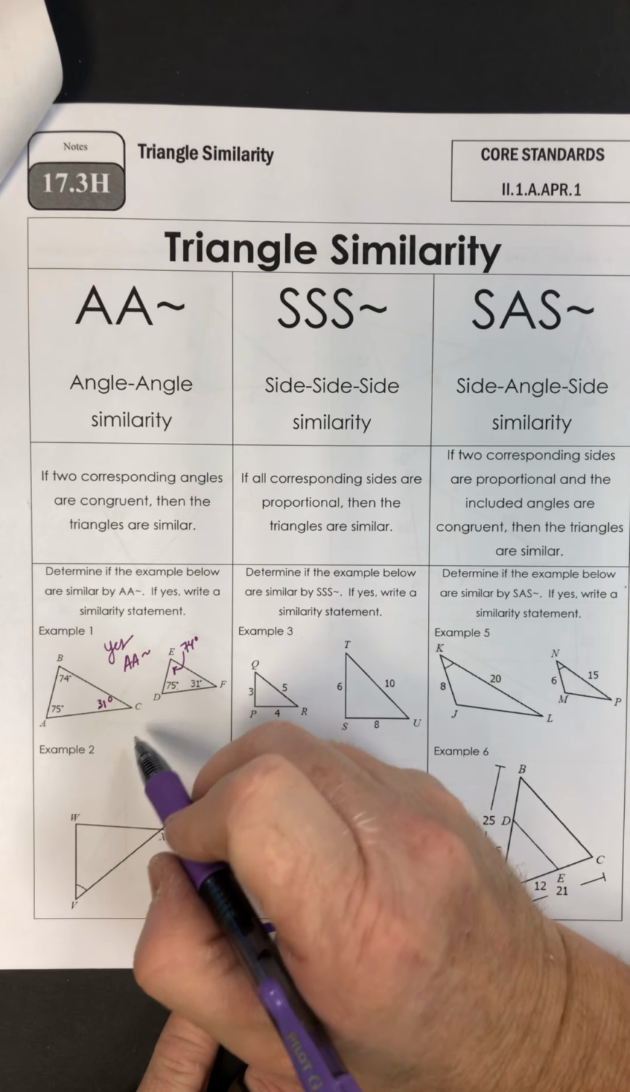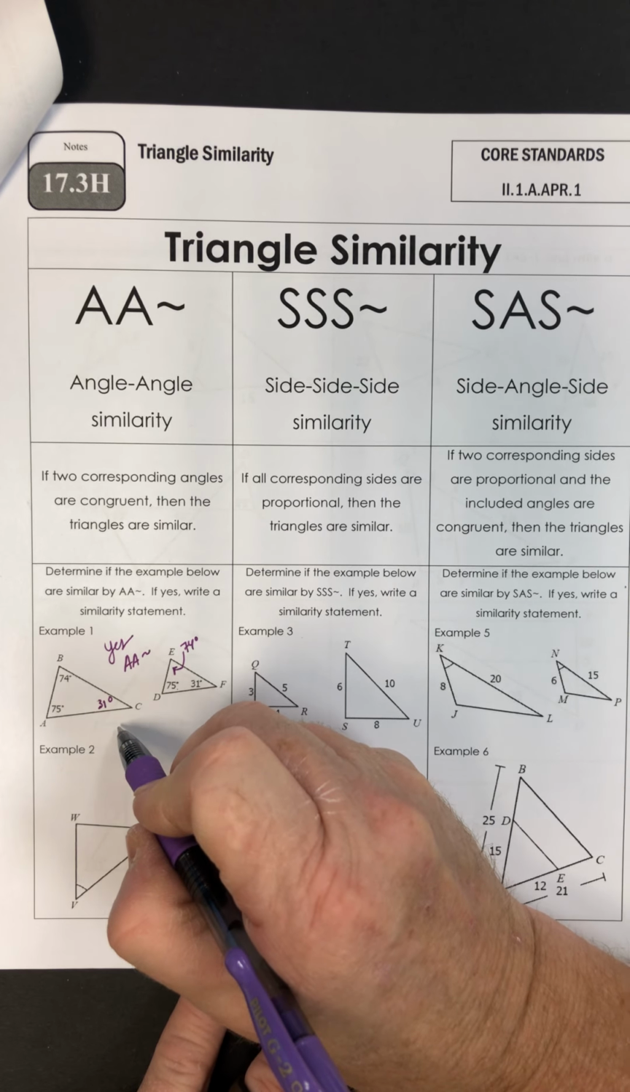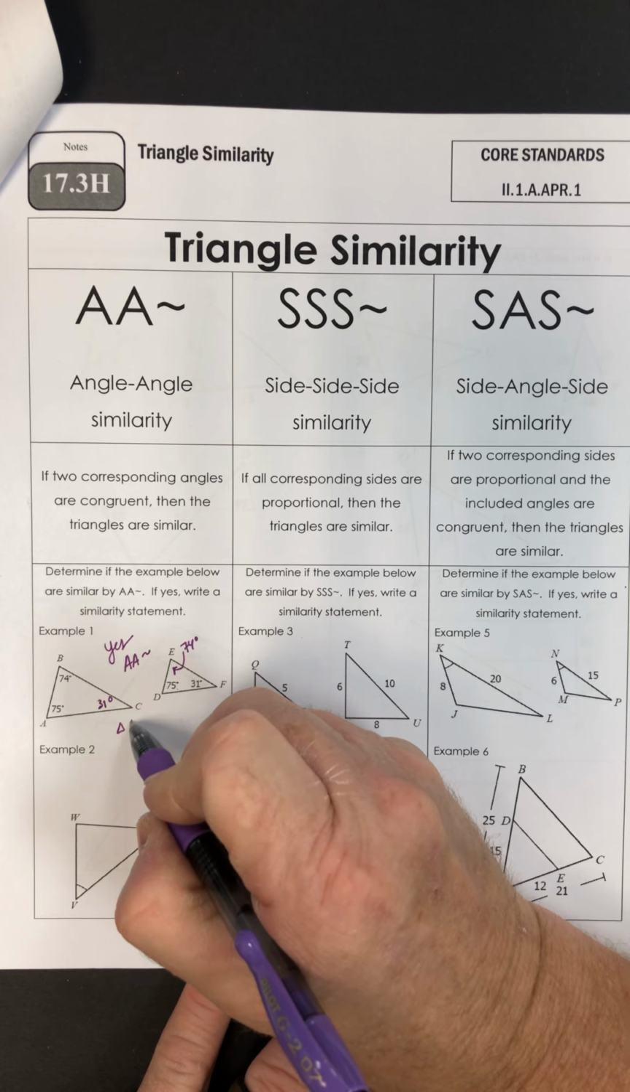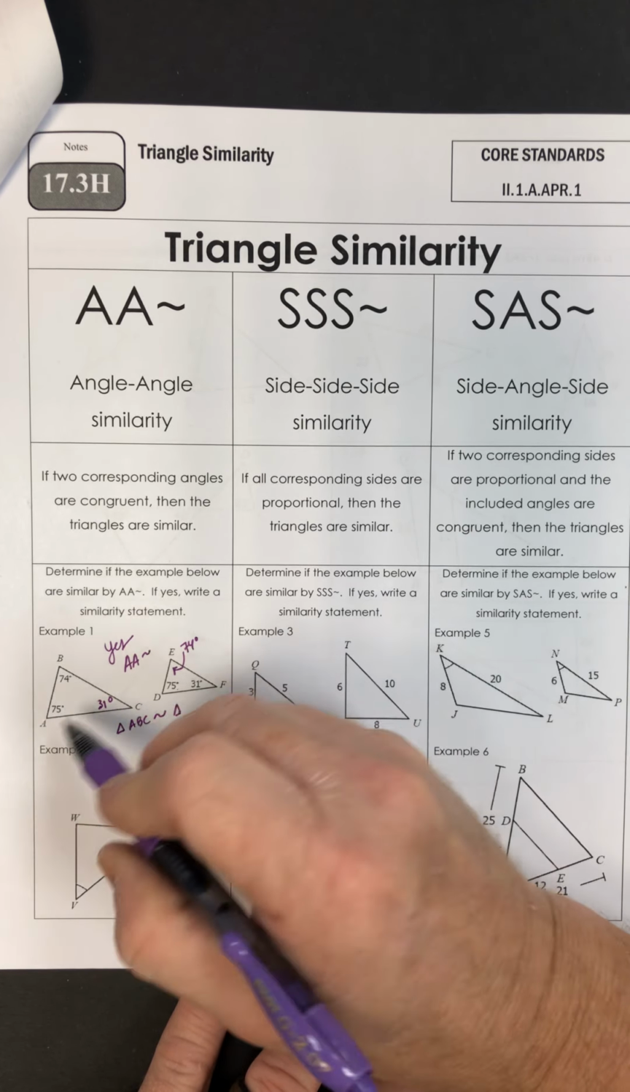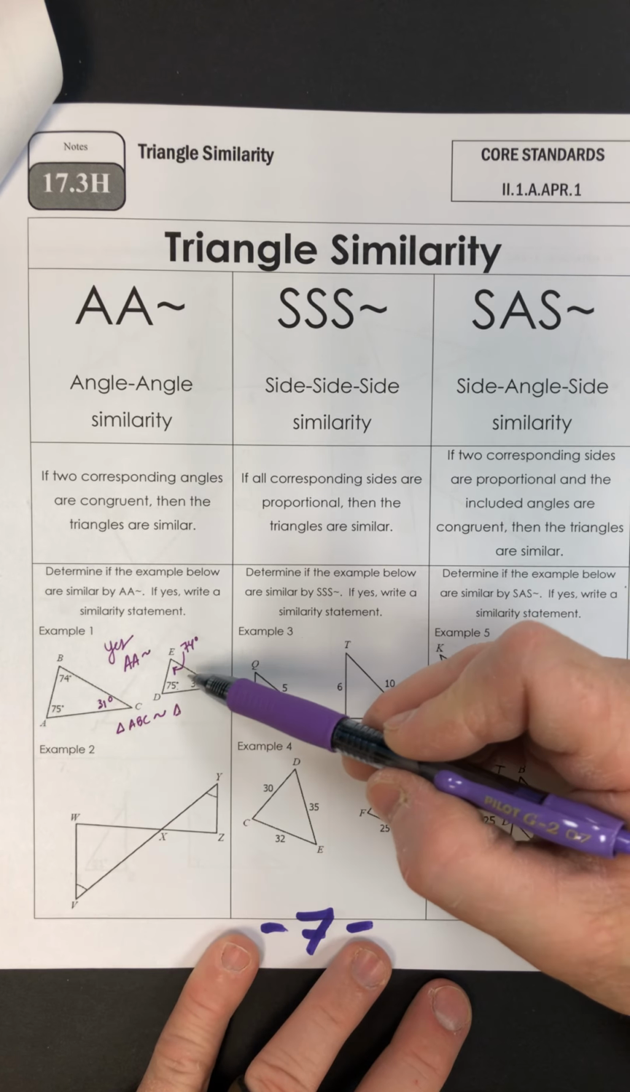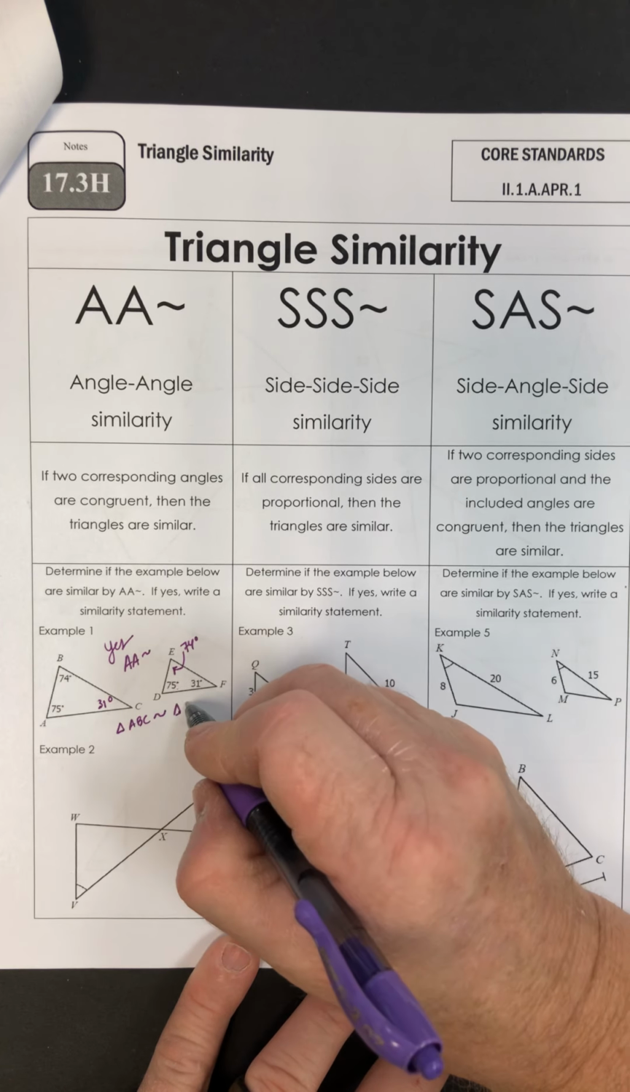Okay? And then the statement you could say is triangle ABC is similar to triangle. So if we said ABC, we would have to say DEF to make them match up.